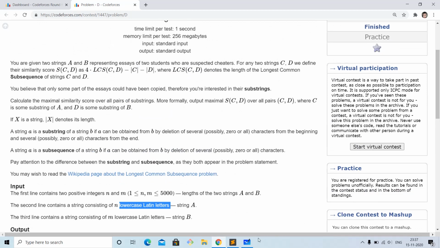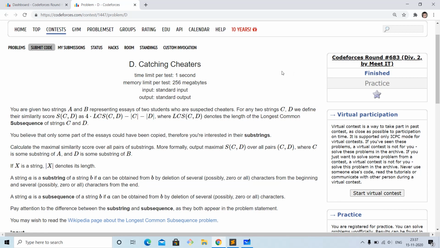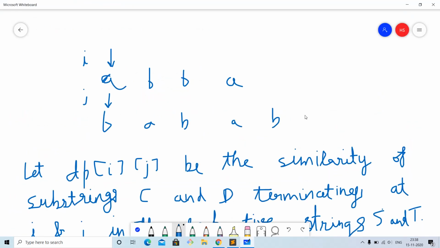The first approach we will take is the way we solve the LCS problem, with a slight modification. We are going to solve this problem using dynamic programming, because that is how we solve LCS. Otherwise, the time complexity will become exponential if we don't solve it by dynamic programming.